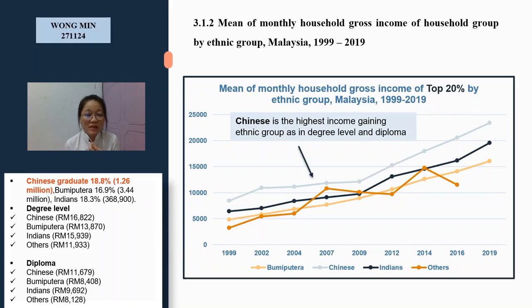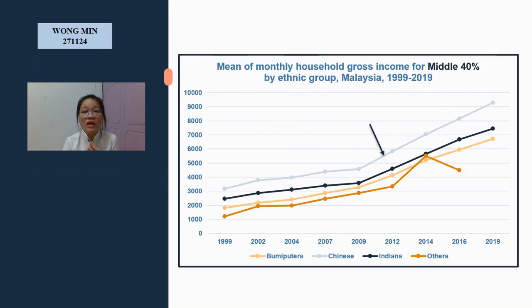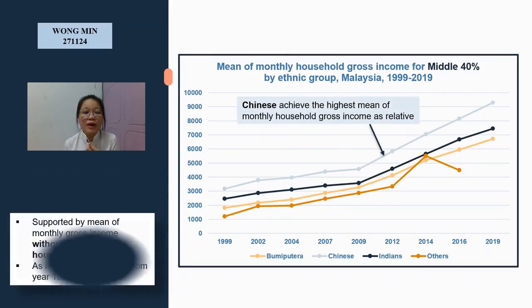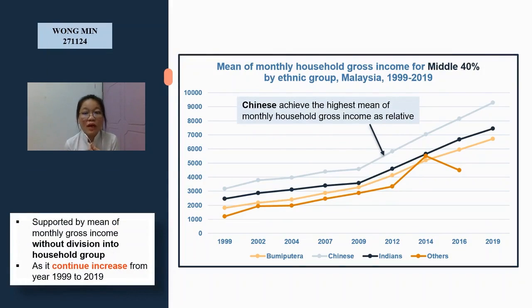So as shown in the slide, the Chinese always achieve the highest mean of monthly household income, no matter for degree level or diploma level. In this case, it also proves that the highest education attainment will bring the highest income earned by an individual. And then for M40, it is supported by the mean of monthly gross income without division into household groups. It shows the same pattern as the mean of monthly household income divided into household groups. It also shows a continuous increase from 1990 until 2019.